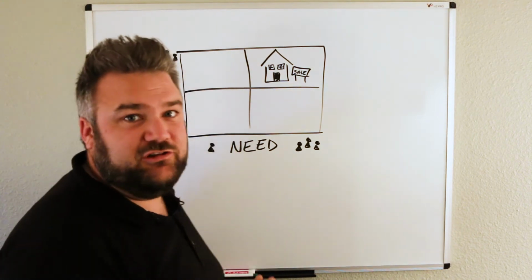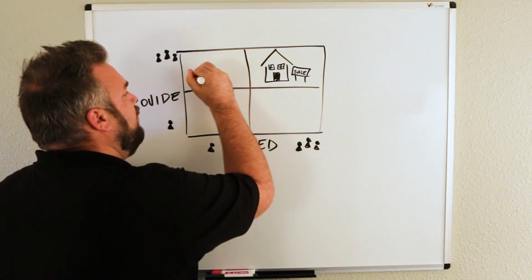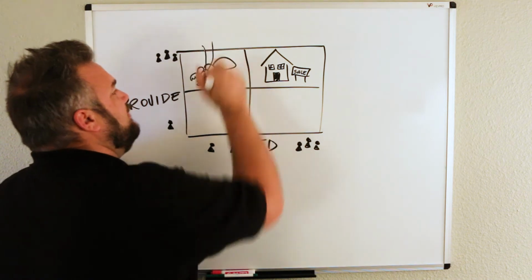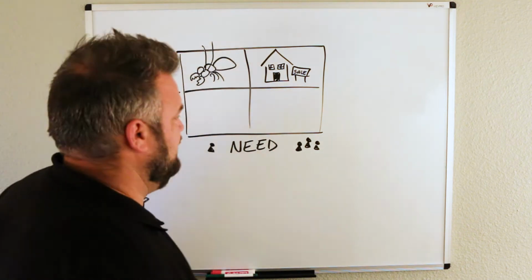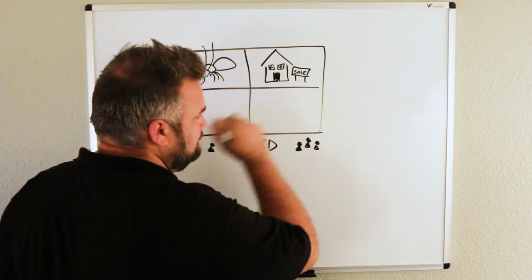Next one here is a lot of people provide it and not very many people need it. This is getting a little more specialized. This would be like an attorney. Not everyone needs an attorney. Or pest control. Not everyone's home is infested with bugs, but there are a lot of people that provide that service.